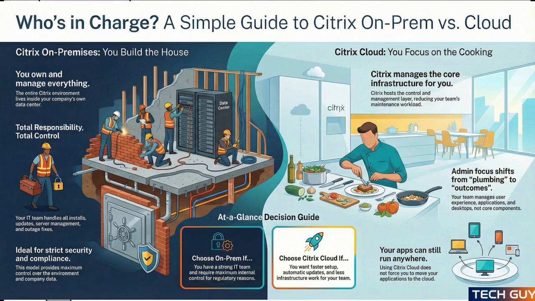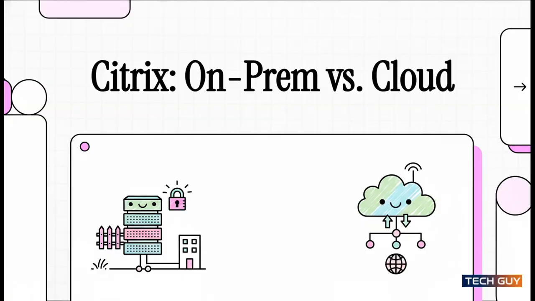All right, let's talk about something that trips up pretty much everyone in IT at some point. You look at a Citrix deployment and you have to figure out, is this on-prem or is this cloud? And honestly, it's not always obvious. But by the end of this, I promise you, it will be. We're going to break it all down with a really simple analogy that'll make everything click.